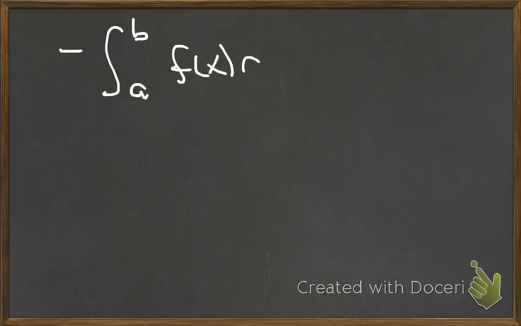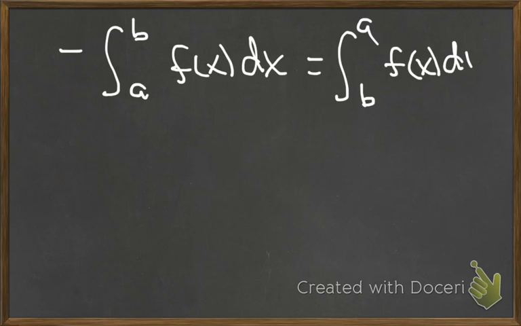And a very useful property is that minus the integral from a to b of f of x dx is equal to the integral from b to a of f of x dx. In this property, notice that the limits change due to the minus sign.